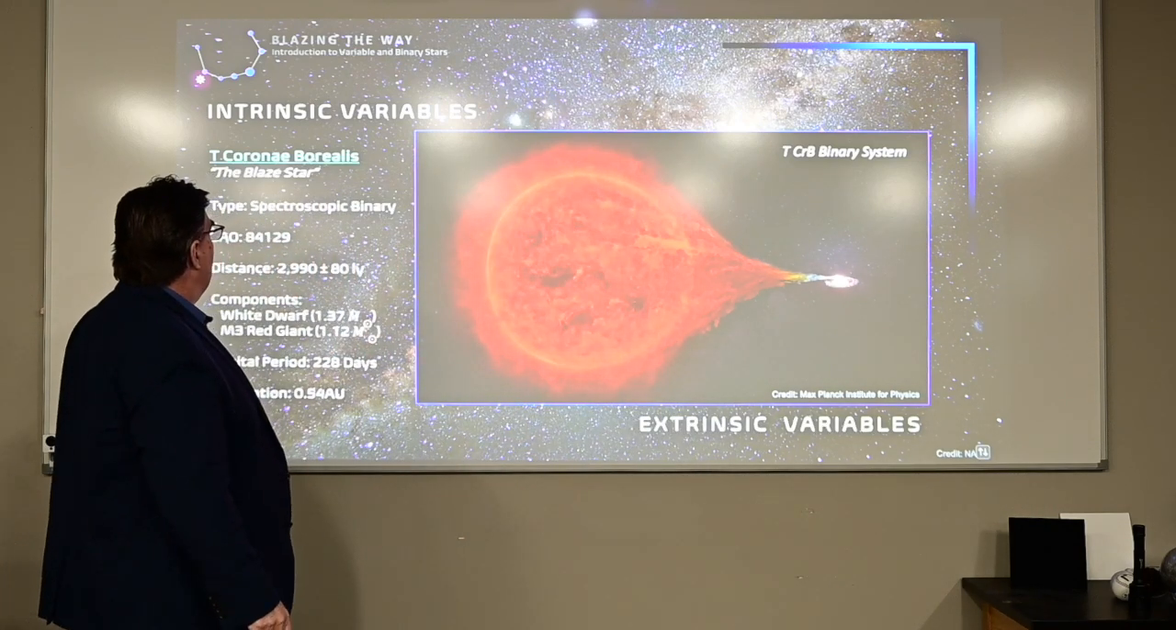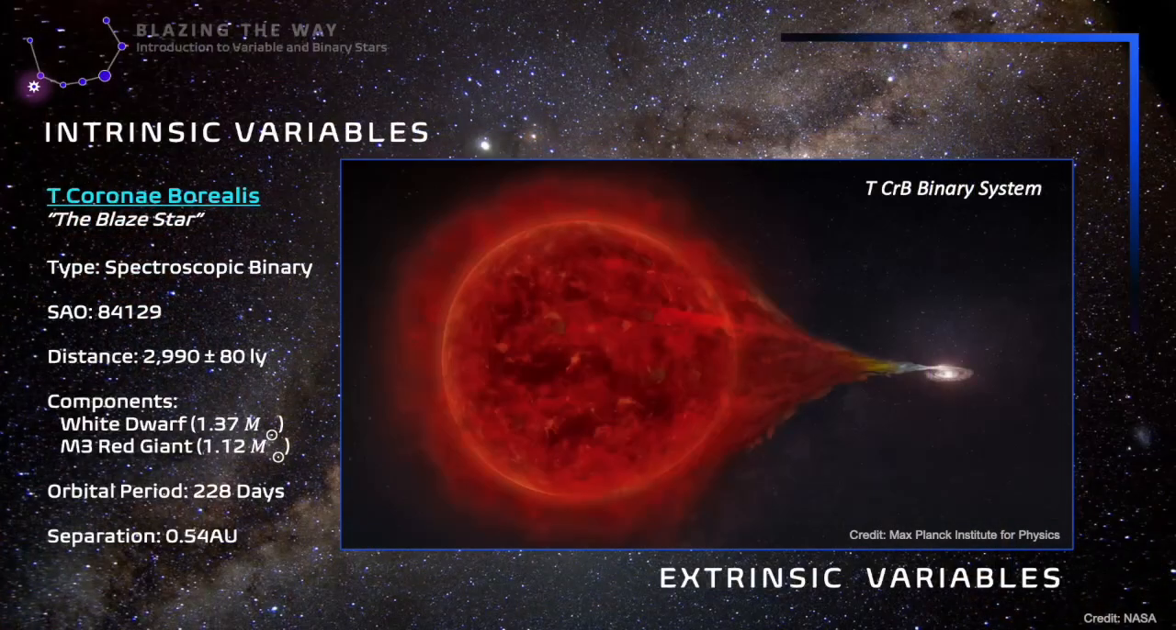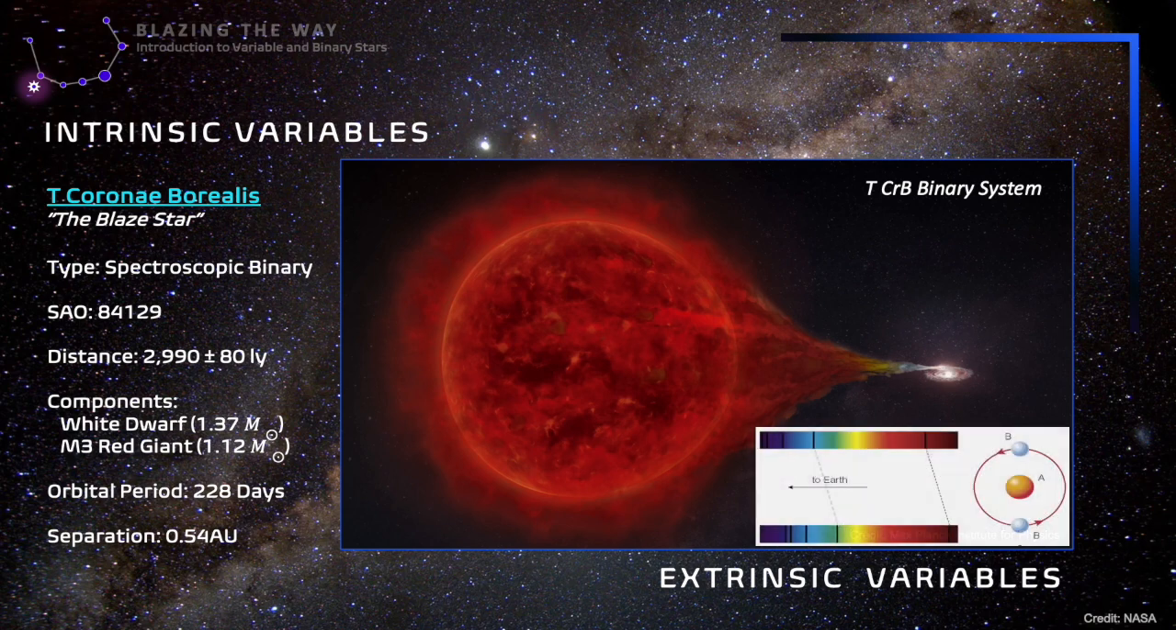TCRB is also known as the Blaze Star. This was a nickname that it received by an author named Admiral Smith, who wrote about the star suddenly blazing forth in 1866, causing quite a stir within the astronomical groups at that particular time, and the nickname stuck ever since. It is a spectroscopic binary.